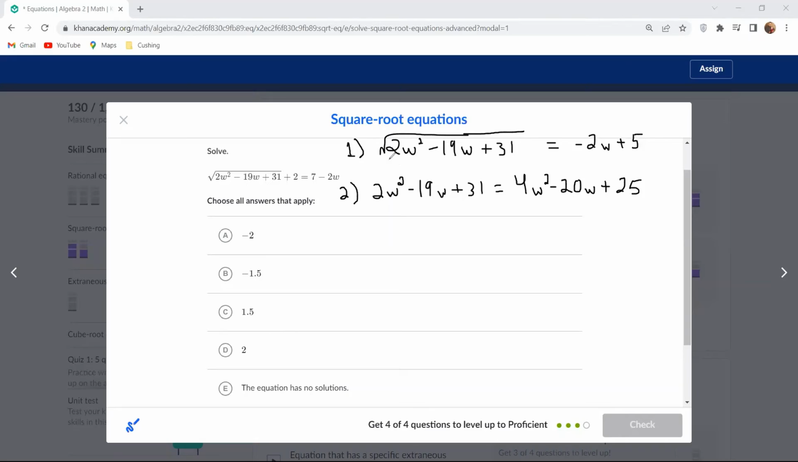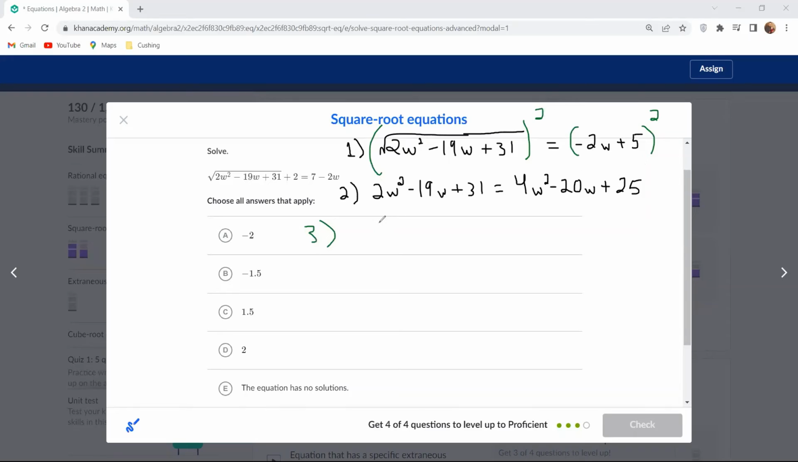So in these first two steps, step 1, I just got the radical by itself, subtracted 2 from both sides, and rewrote the right side as -2w plus 5 instead of 5 minus 2w. Then I'm going to square both sides here. So that's what I did. And that takes me to my second step. So when you multiply negative 2w plus 5 by itself, again, you have to FOIL that. And that's what you end up with.